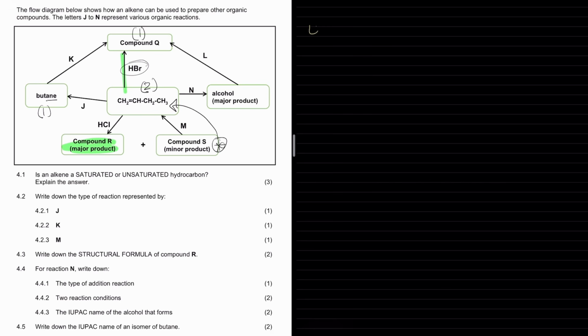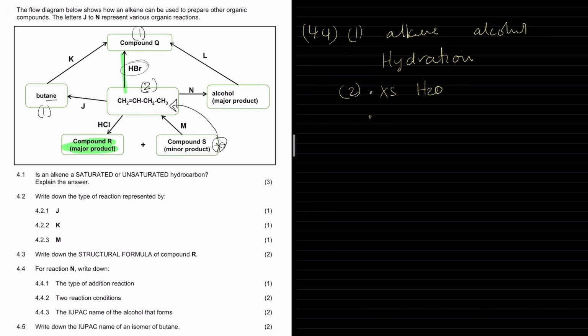4.4 for reaction N. So reaction N, write down the type of addition reaction. So you are going from an alkene and you are going to an alcohol. So from an alkene to an alcohol, that's called hydration. 4.4.2, two reaction conditions you need for hydration. You need excess water. And the other condition is that you need a little bit of acid, so H2SO4.